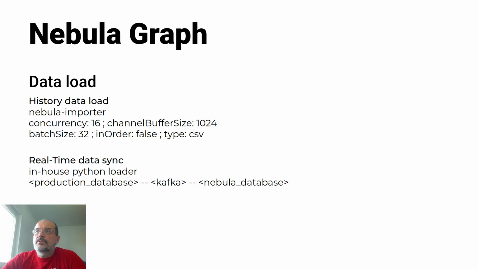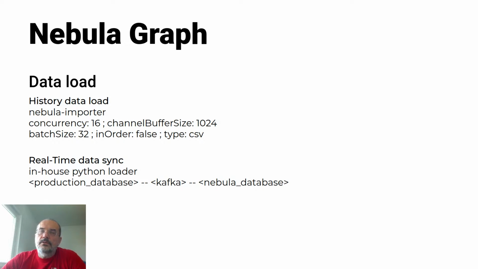For the first part, the history load, we tested the proprietary, it is actually open source, software developed by Nebula Graph engineers. It's called Nebula Importer, and it has shown that it is capable enough and can be tuned to fulfill our requirements, and the speed of the data load is quite okay.